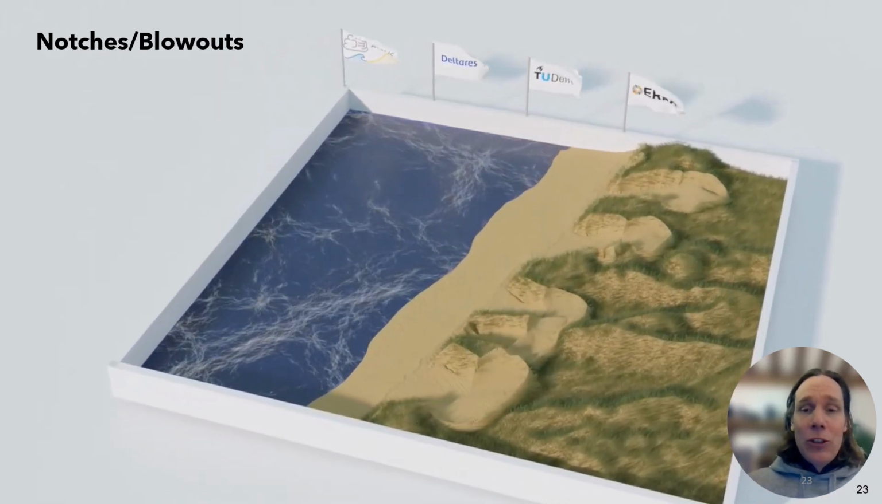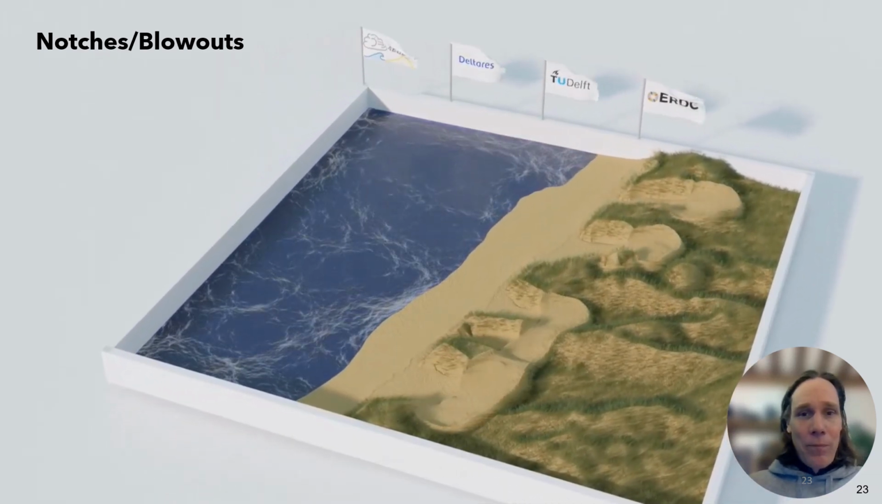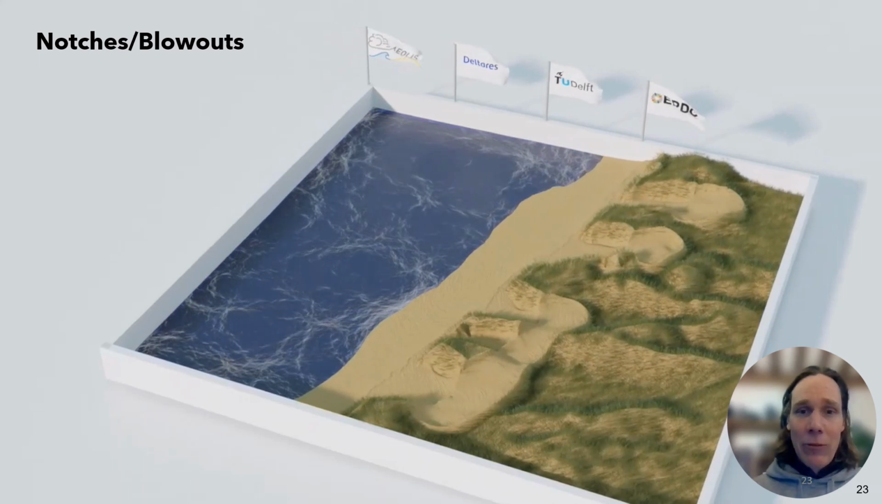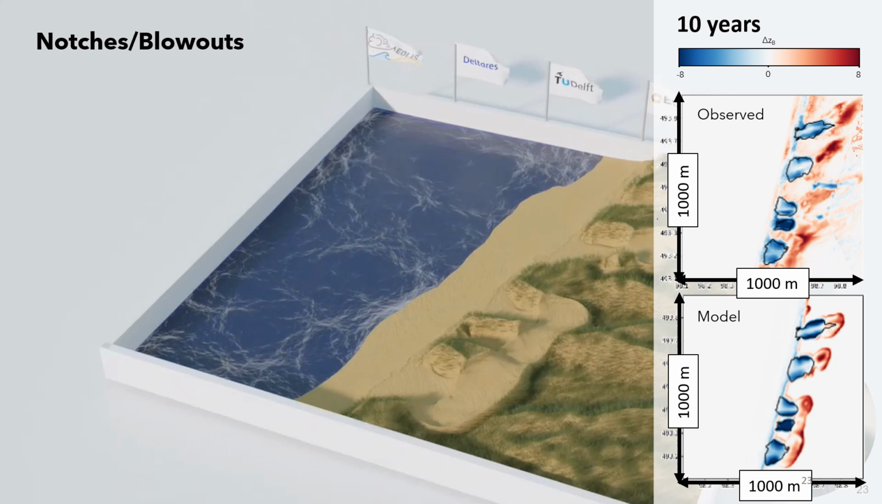We can see the sediments slowly creeping into the hinterland. And since we have data from this site, we can compare. The scale of this model is about 1 kilometer, and the modeling period is 10 years. The calculation time is in the order of a day.